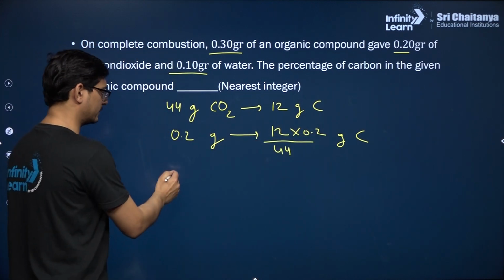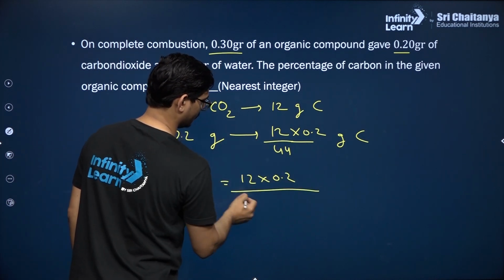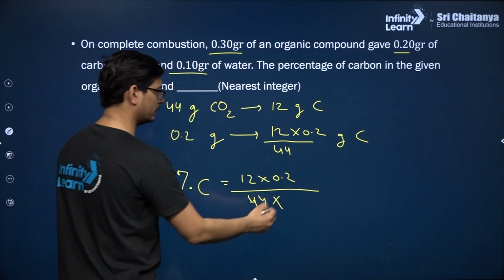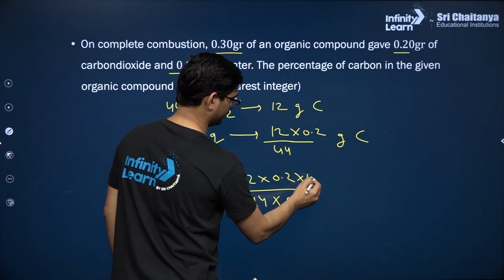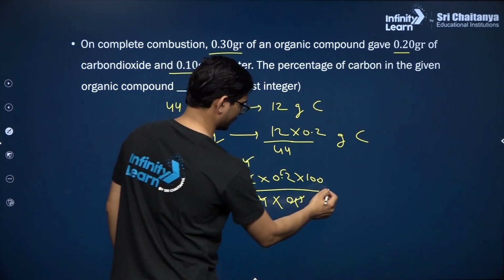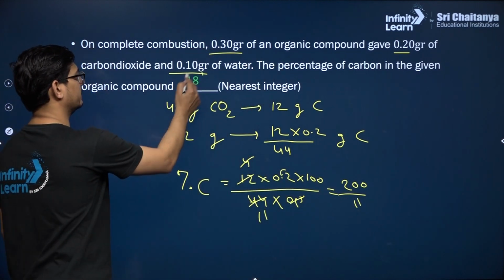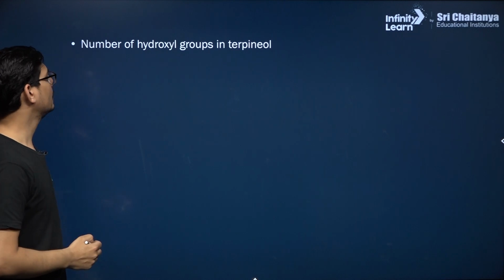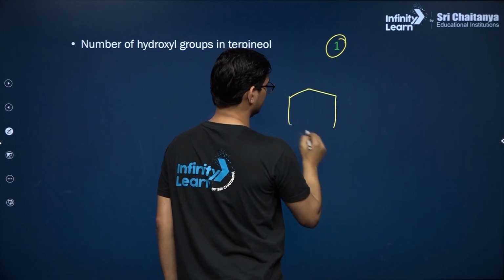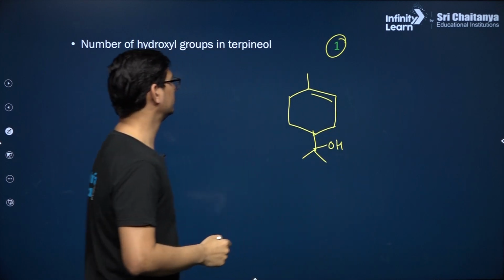Now, very easy, the last step. Percentage carbon in the compound would be the mass of carbon divided by the mass of compound, which is 0.3, multiplied by 100. So you can calculate this very easily. This is going to be 200 divided by 11. So the answer is approximately 18%. Number of hydroxyl groups in terpineol is 1. There is only one OH group in terpineol.